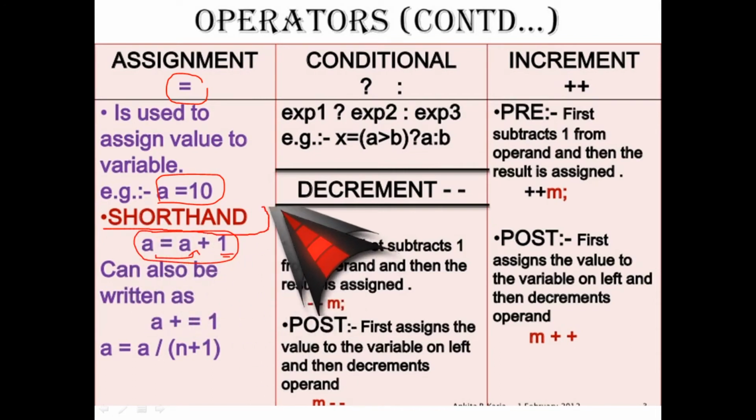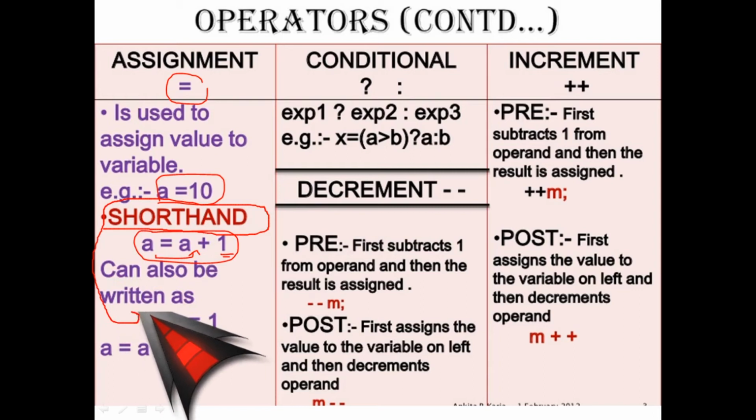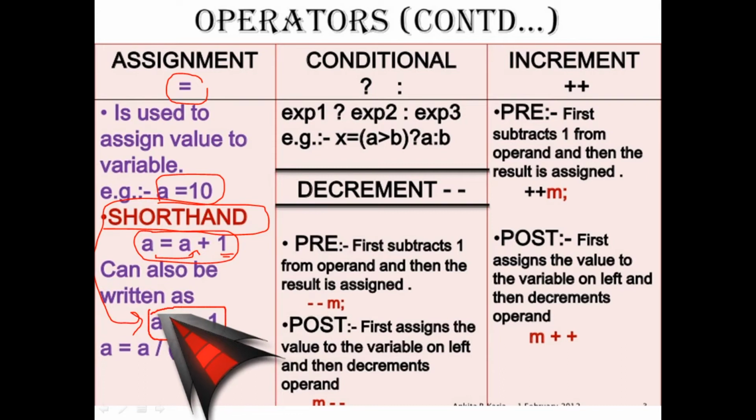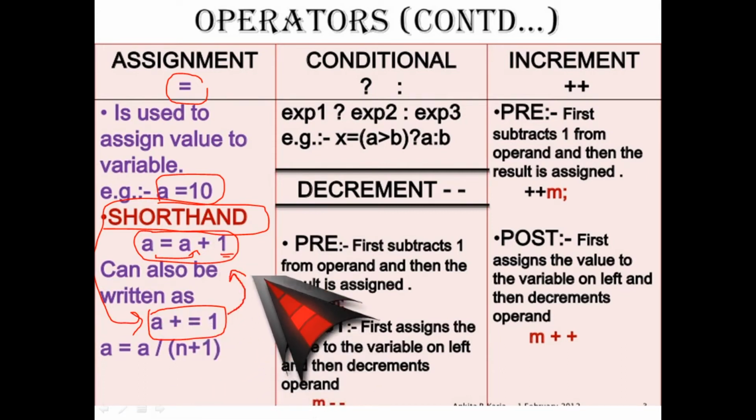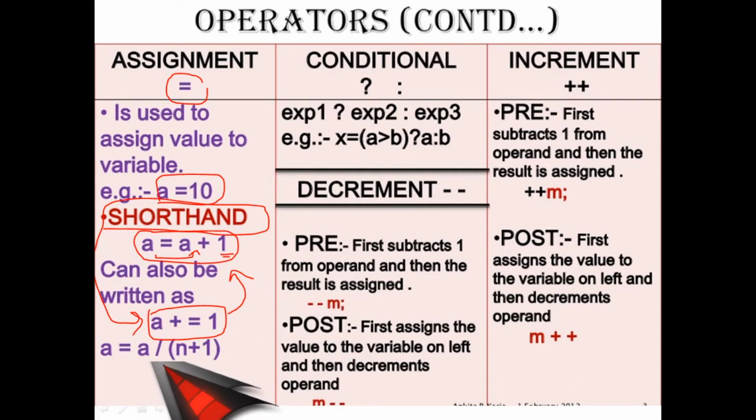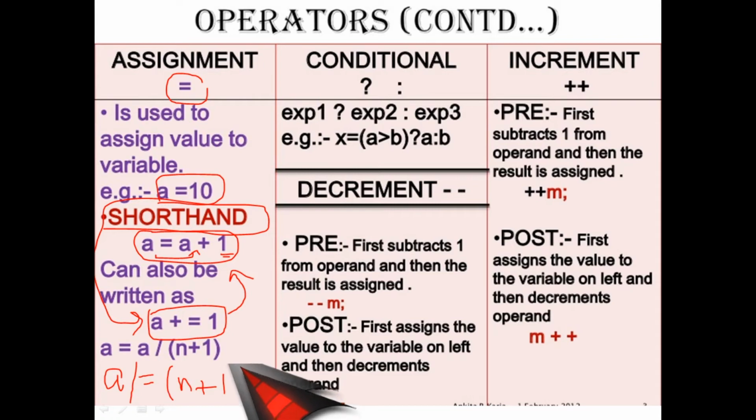What is the shorthand form? This: a plus equal to n, which actually means a equal to a plus n. So suppose here it is written a equal to a plus 1. If I want to write it in a shorter form, I would write a plus equal to 1. So that is the shorthand operator.